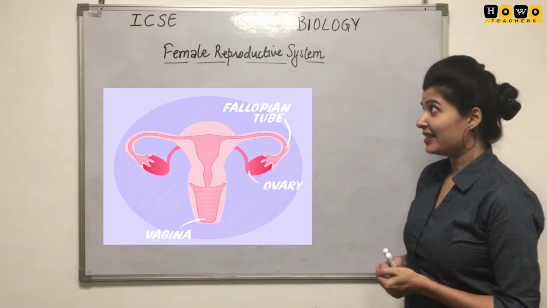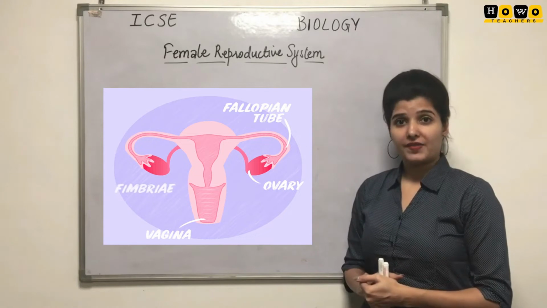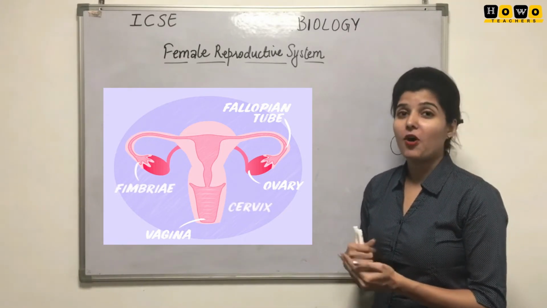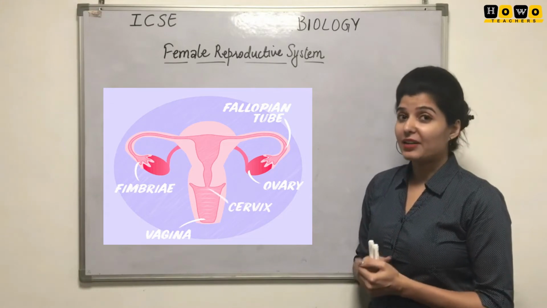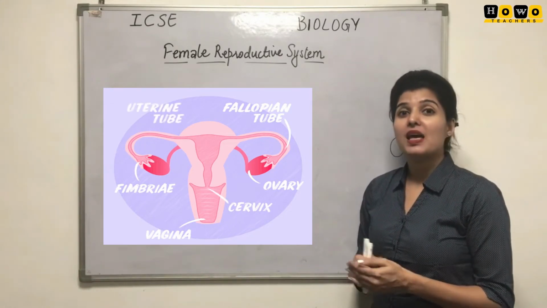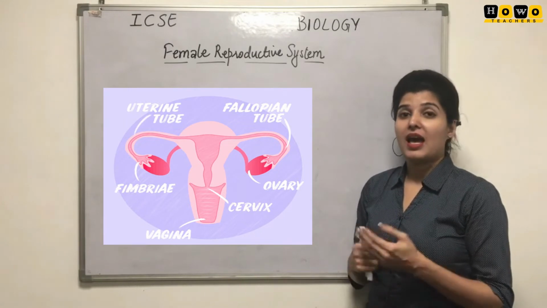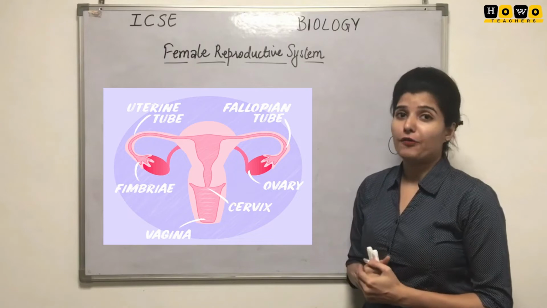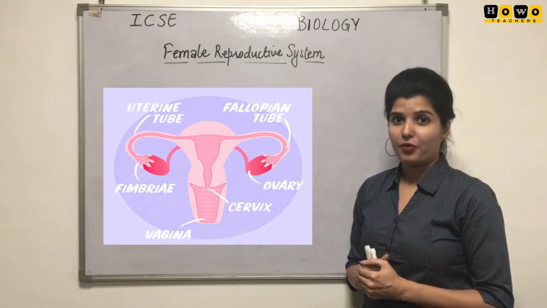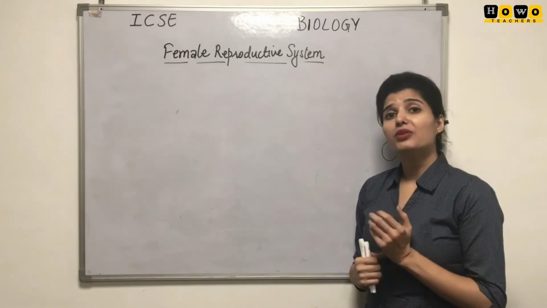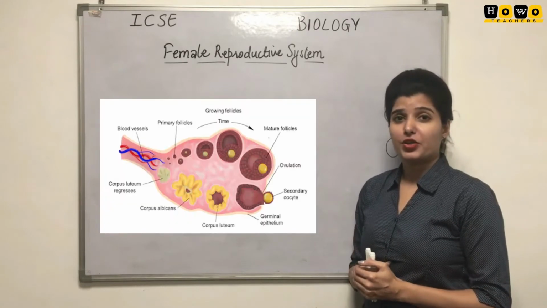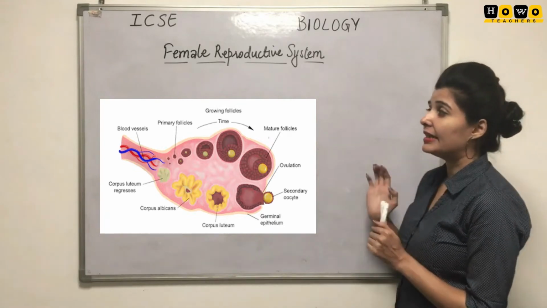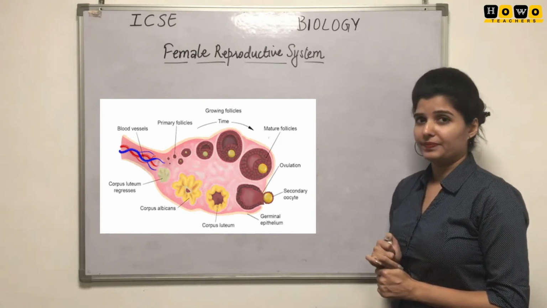So here is the diagram of the female reproductive system. Inside the ovaries there is the formation of the ova, the egg, that moves through the fallopian tubes and reaches the uterus. And this is the complete pathway along which the ova moves. Now let us see how this ova is first produced inside the ovaries. For that we have to see the internal structure of the ovary.